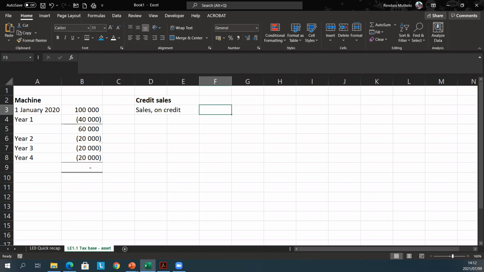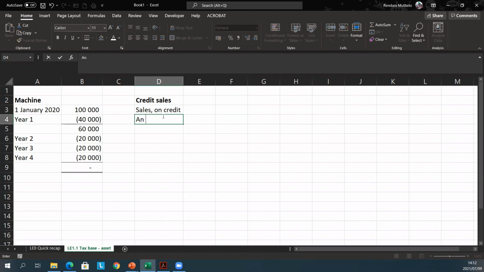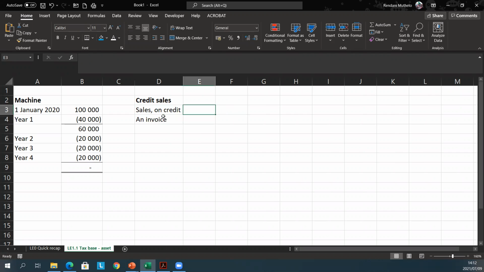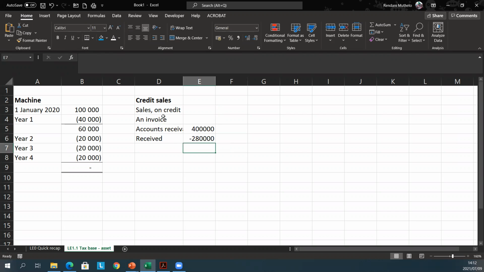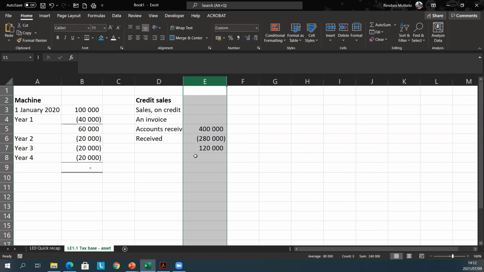So do you agree that when the sales were made, they were on credit? In this particular case, an invoice is issued. If an invoice is issued, it therefore means that a sale was recorded for tax and accounting purposes. And there will be a balance of accounts receivable of 400,000. And we are told that an amount of 280,000 was received, meaning that at the end of the year, from an accounting perspective, we've got a receivable of 120,000.